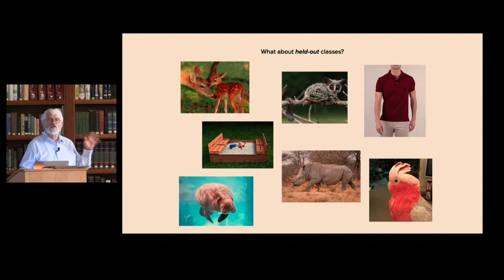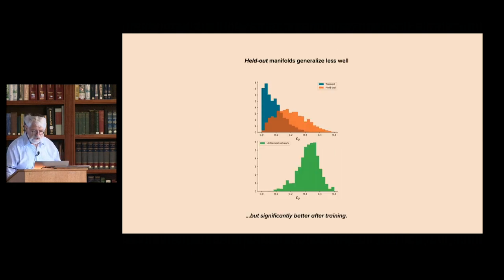So this is, as I said, a cheat because I used pairs of manifolds from the training set. So these are examples of held-out classes from the ImageNet. ImageNet itself is much bigger than the one used in those competitions. And here is kind of a summary of the preliminary results.